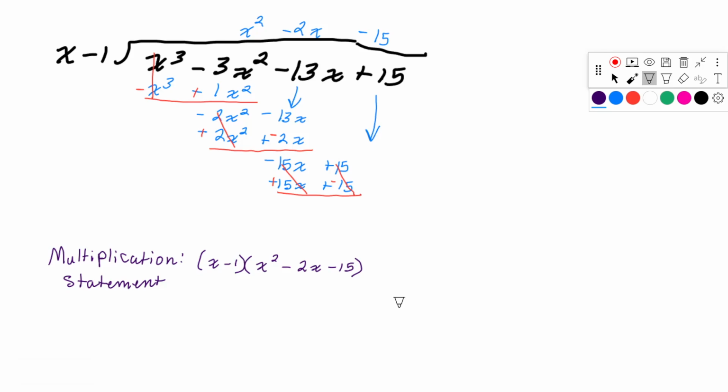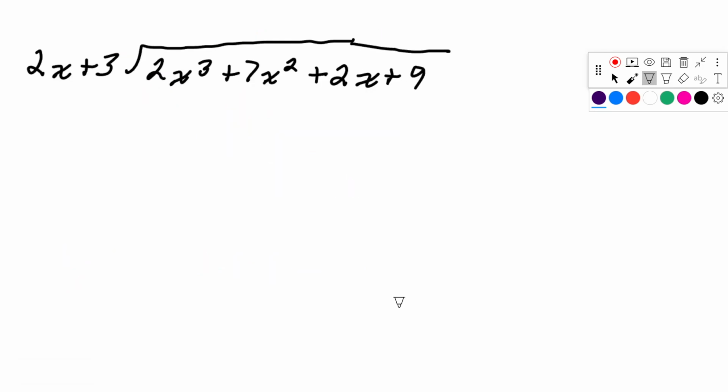So let's try another example. Here we have 2x plus 3 going into 2x cubed plus 7x squared plus 2x plus 9. So begin by asking yourself, what do I take times 2x to get 2x cubed? Hopefully you recognize that all we need to multiply by is an x squared. If I take x squared times 2x, that's 2x cubed. And if I take x squared times 3, that's plus 3x squared.